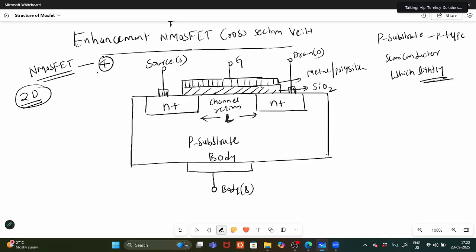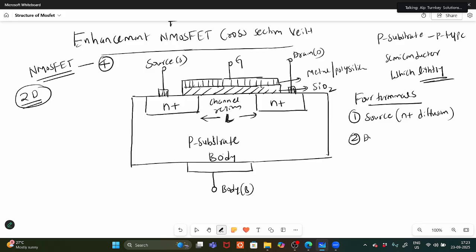Okay, so how many terminals does this have? An NMOS is a 4-terminal device. Okay, 4 terminals you have. What is the first one? Source. Source is nothing but N plus diffusion, a highly doped N plus semiconductor.